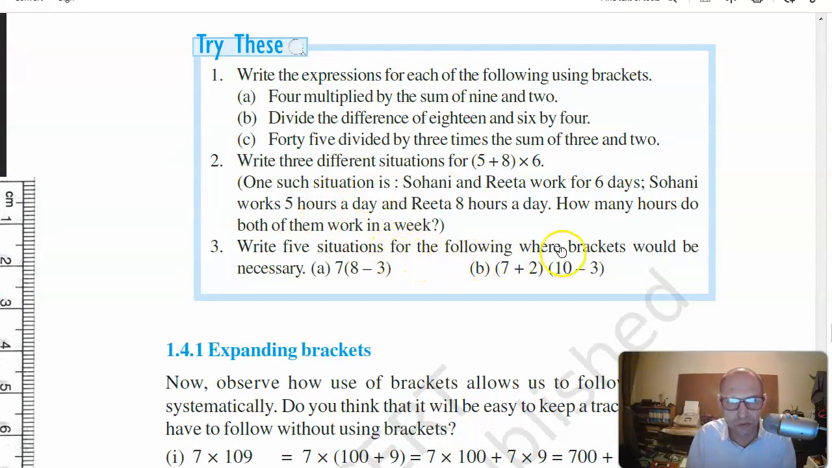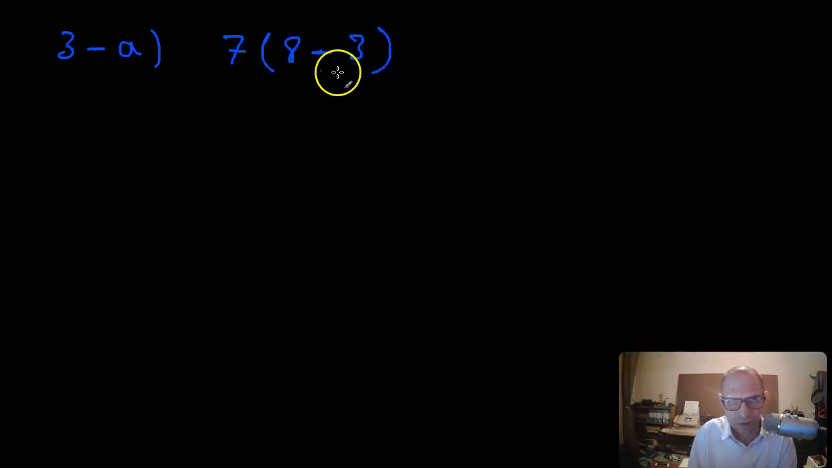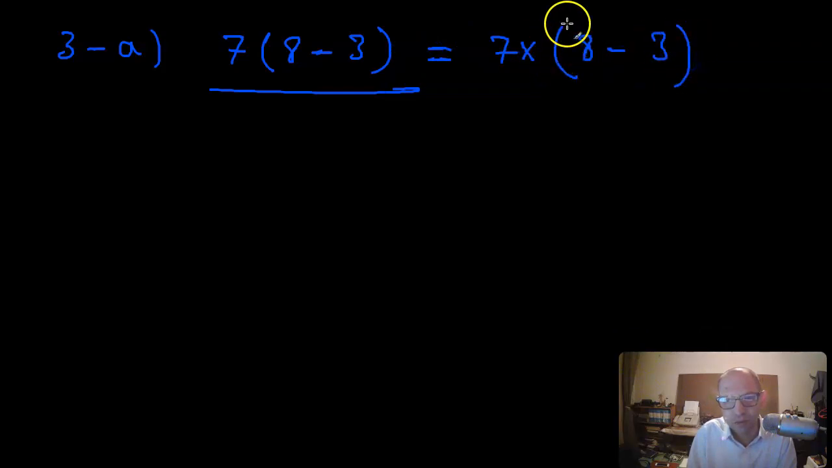Now, the next part of this question is part 3. The question is: write 5 situations for the following where brackets would be necessary. I've given you enough hypothetical situations, but the question itself is of course valuable. Meaning that you have 3a, for example, the expression is 7 times (8 minus 3). And remember that in algebra, when you write this expression over here, it is exactly the same as 7 times (8 minus 3).